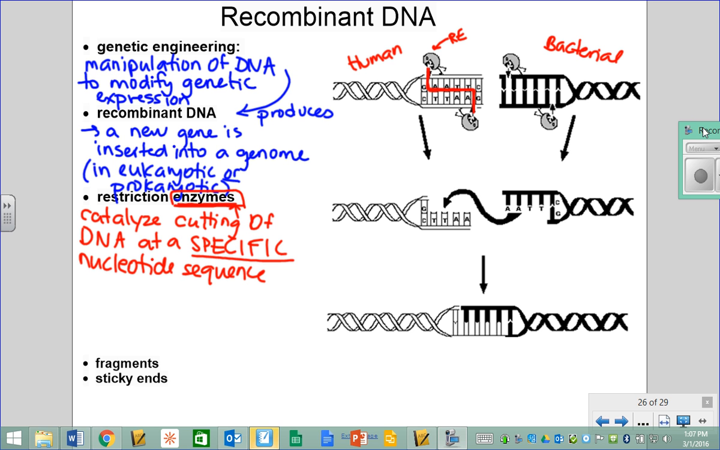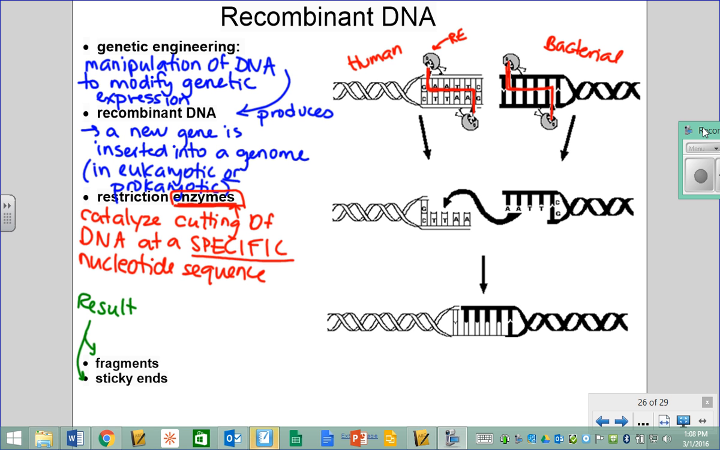The restriction enzyme will be used to cut two different samples of DNA, but exactly the same way. So it will look for the same sequence on a sample of human DNA and on a sample of bacterial DNA. The result of a restriction enzyme are these two things down here. We get fragments, and we get fragments that have what we call sticky ends.